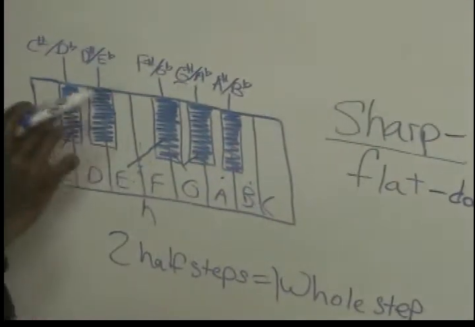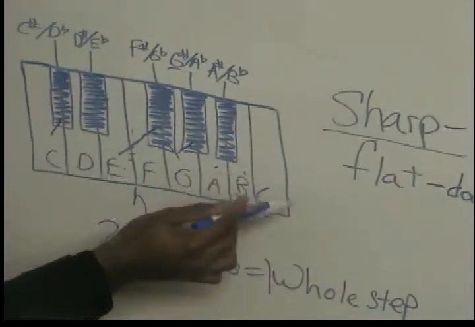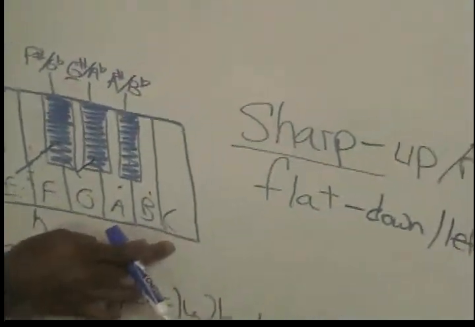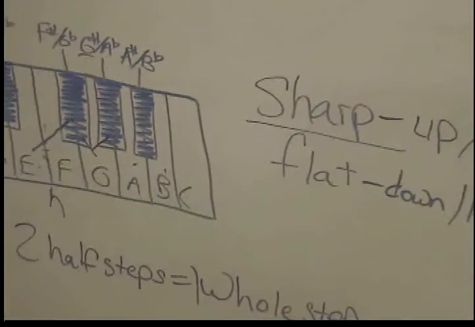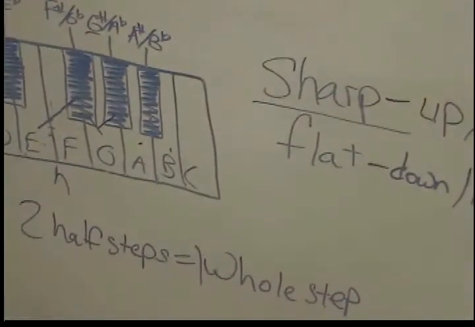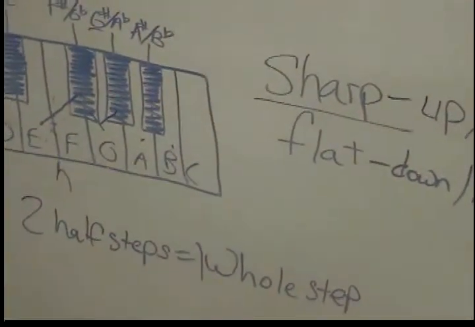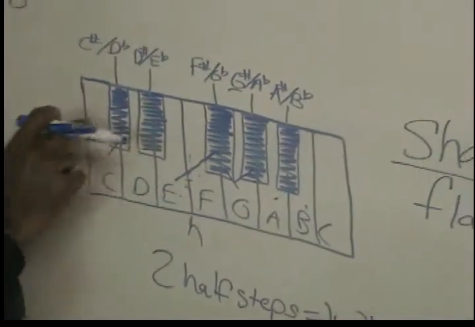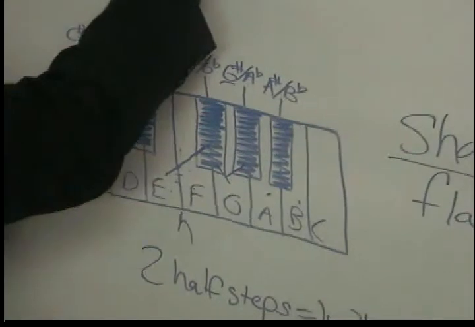So from B to what is a whole step? From B to C is what? Half. From B to C is a half step. Now we need another what to get our whole step? Half. Another half, which lands us at what? C sharp. C sharp, which is our answer, okay?